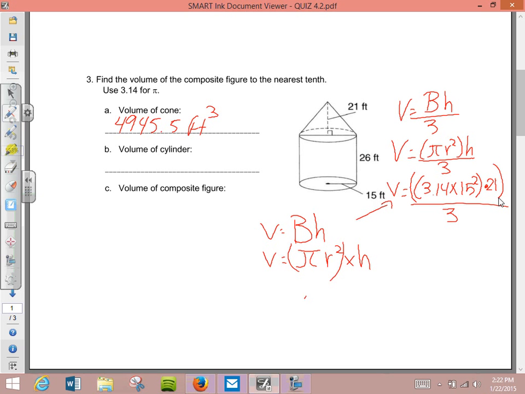That's all B right here. This is all B. So open it, put 3.14 times 15 squared, close it, times 26, which is the height, right? Press enter, and what do you get?